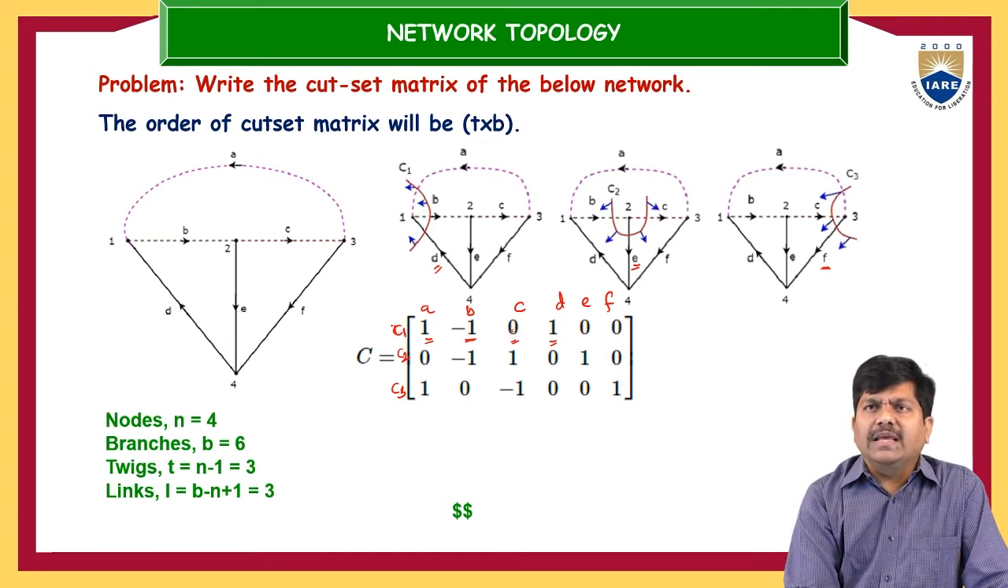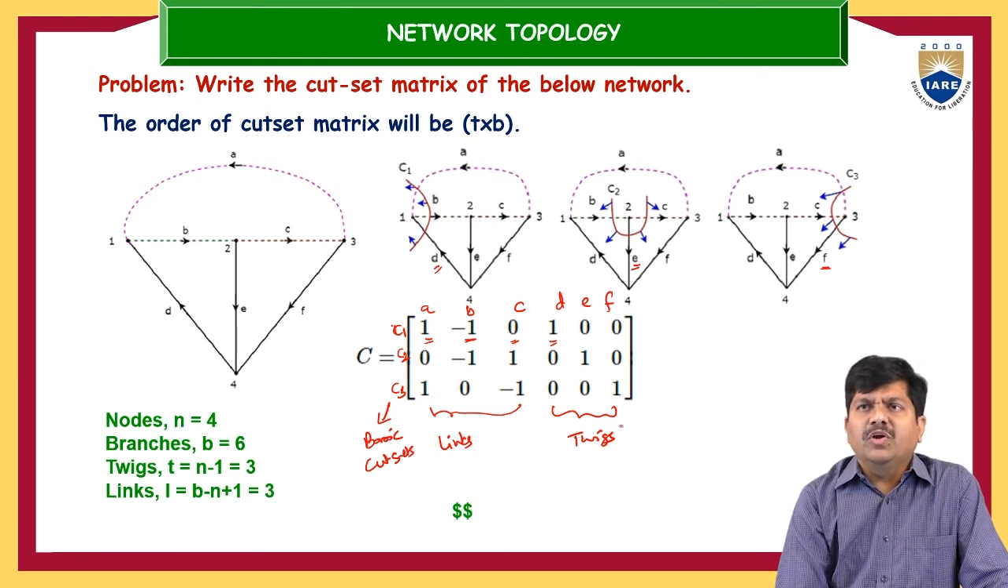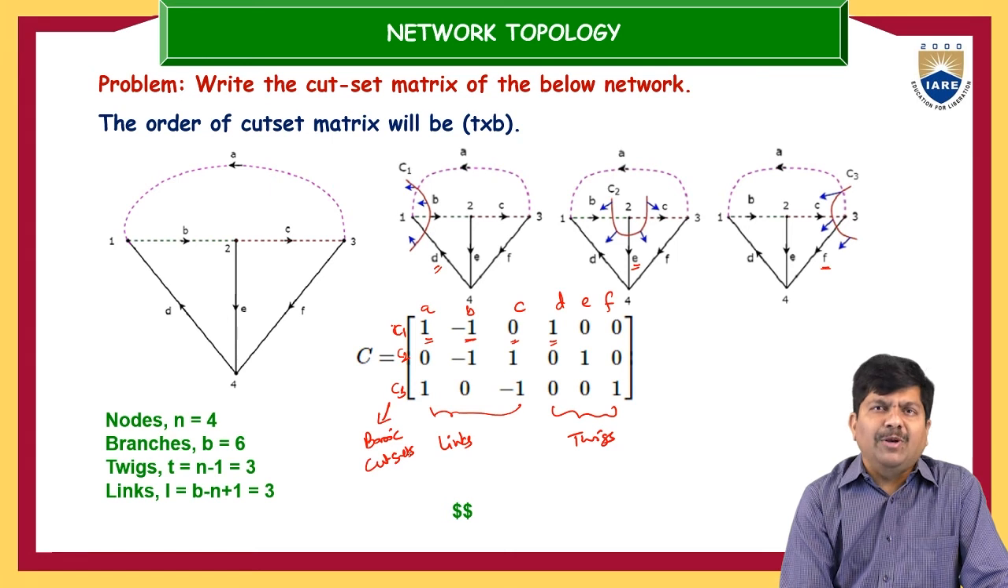So this is the procedure to develop the elements of this basic cut set matrix. Now here also, if you observe keenly, A, B, C are associated with the links, and D, E, F are associated with the twigs. In the basic cut set matrix, these rows C1, C2, C3 are the basic cut sets. If you observe here, the basic cut sets have been formed because of the twigs only.